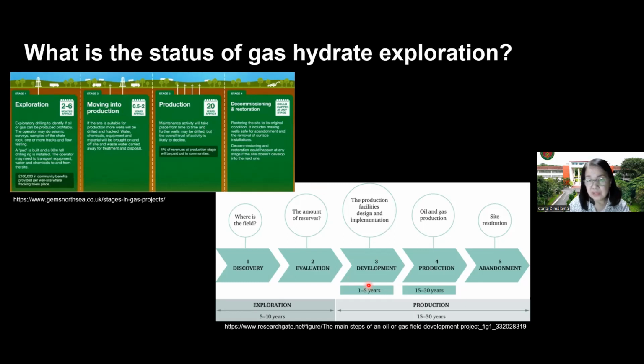In this exploration program, the estimate is 5 to 10 years from discovery to evaluation, another 15 to 30 years from development to production, and then to subsequent abandonment. So as I said, us reporting the potential presence of gas hydrates in the Manila Trench region, we're still at the very, very starting line pa lang. We are far, far away from developing and producing the gas hydrates in the Manila Trench region.